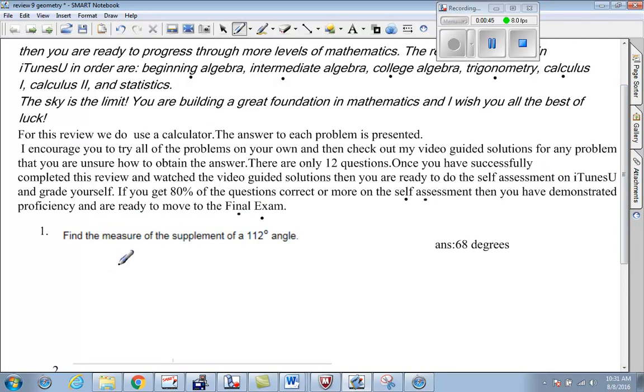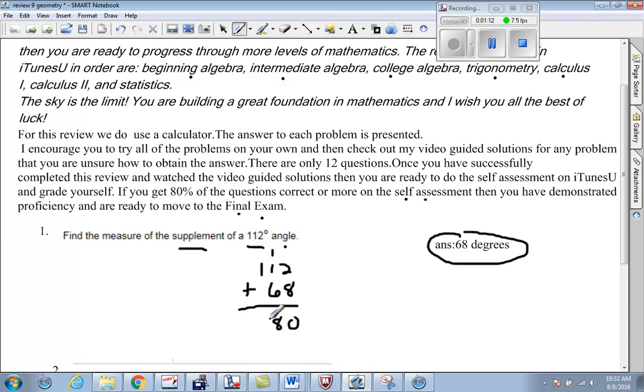Okay, number one, find the measure of the supplement, keyword supplement, of a 112-degree angle. Well, we have the answer pasted over here, 68 degrees. But one thing you're noticing is that 112 plus 68, and I'm under the assumption that you've been through all of the guided notes for the geometry segment that is on iTunes, if we add this up, we get 180 degrees. So then you remember, oh yes, supplementary angles, their sum must be 180. So the supplement of a 112-degree angle must be a 68-degree angle.